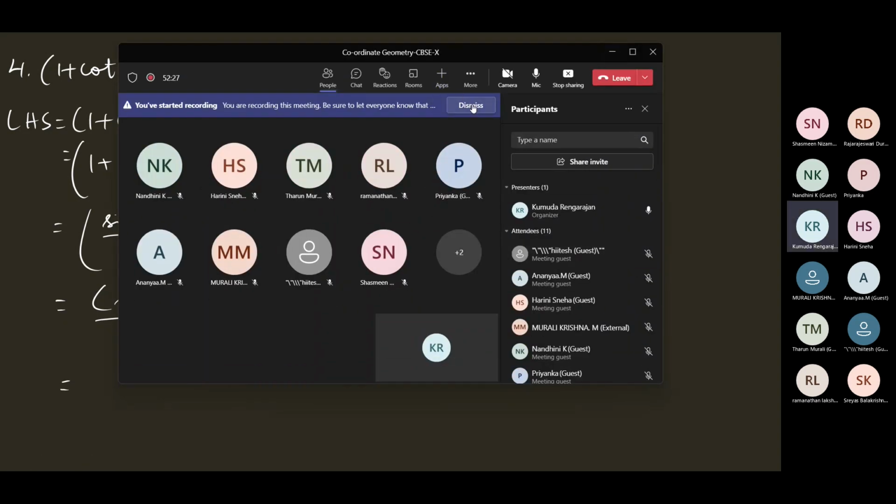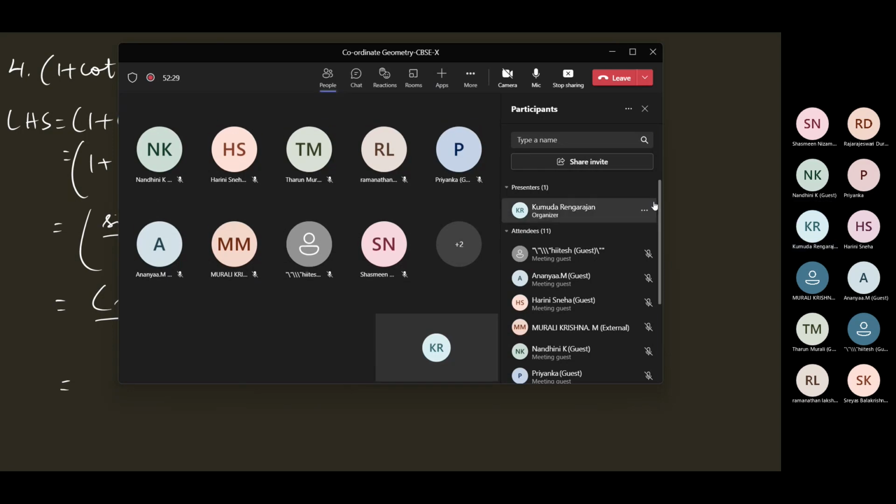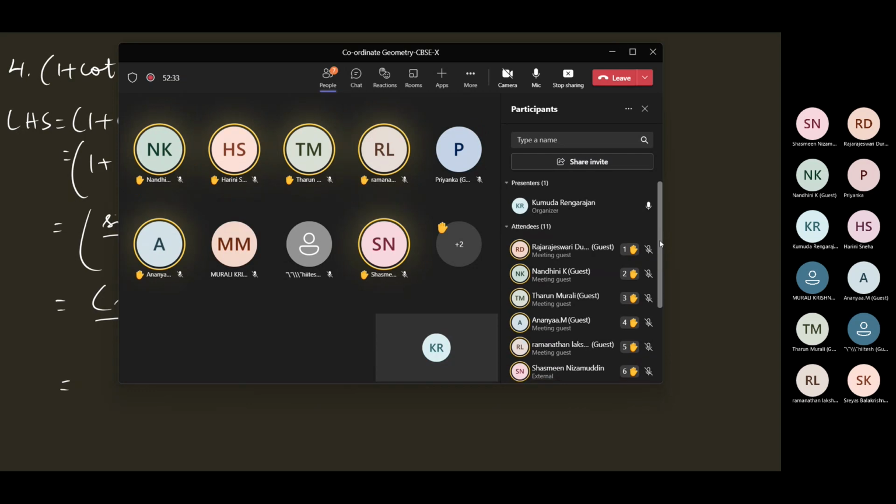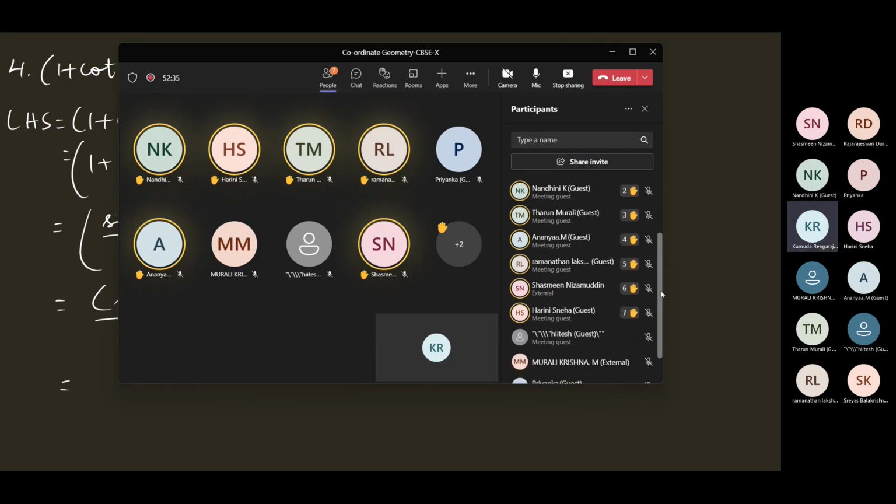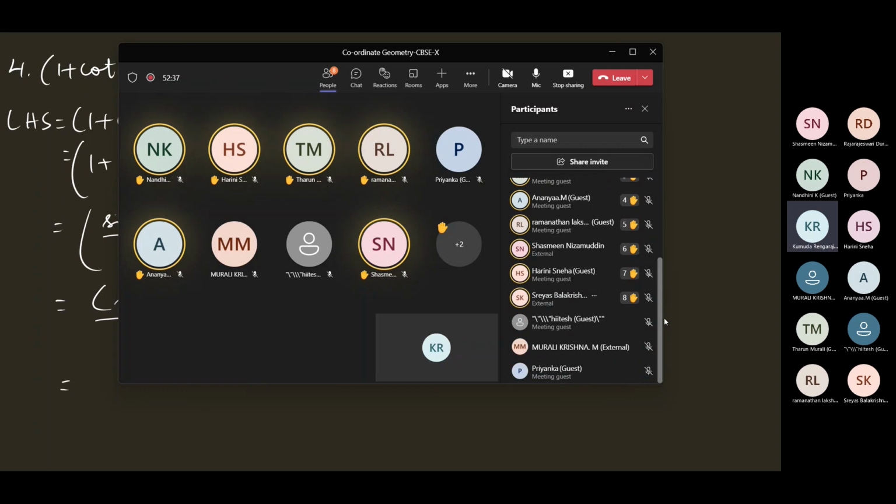Class, use the emoji. Raise your hand. Rajarajeshwari, Nandini, Tarun, Murali, Ananya, Ramanathan, Sashmin, Harini, Sneha, Shreyas, Hitesh, Murali Krishna and Priyanka. Are you there? Hitesh. What about Priyanka?